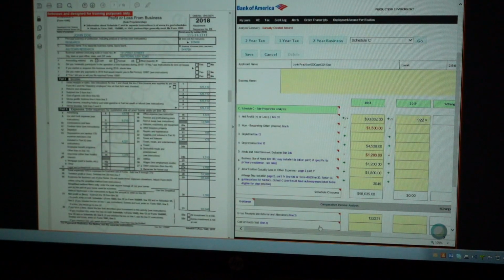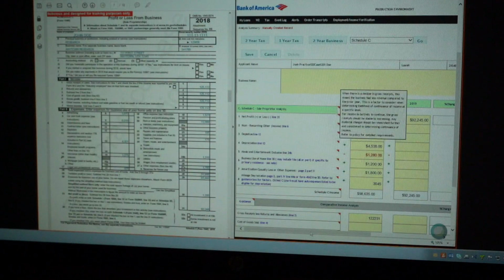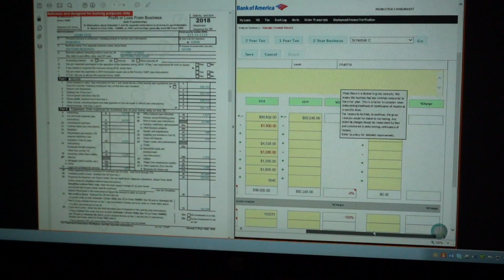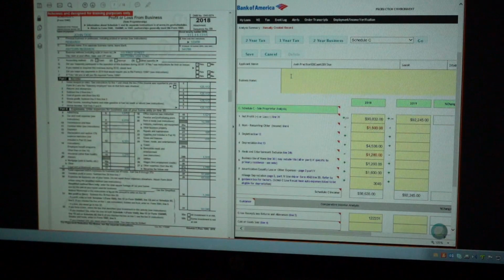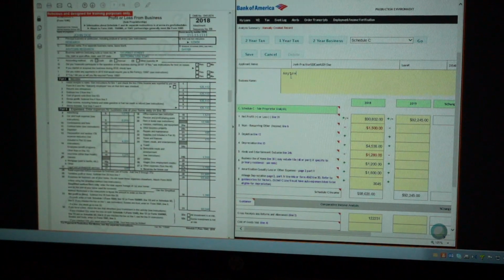One thing that I forgot to do, guys, that I should have done when I started this is put the name of the business, which in this case is Anytown Research. Forgot to do that. Just realized that was missing the name.